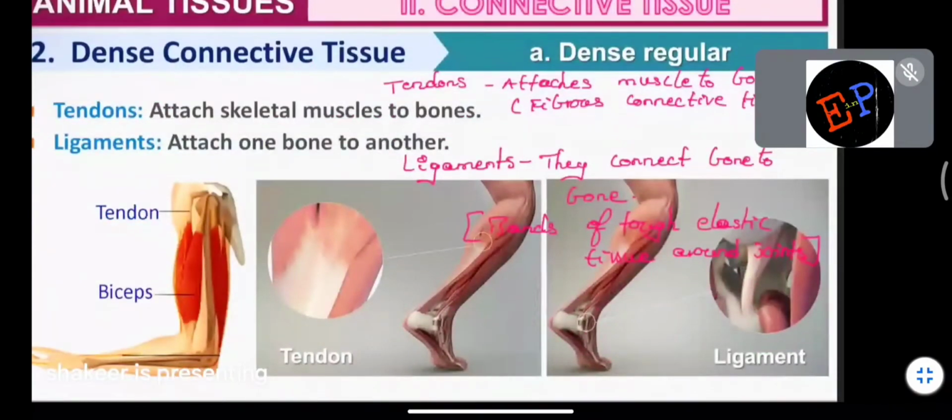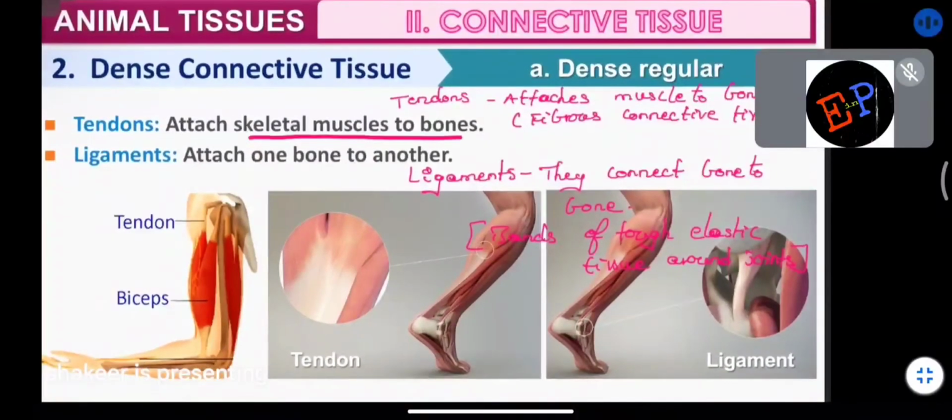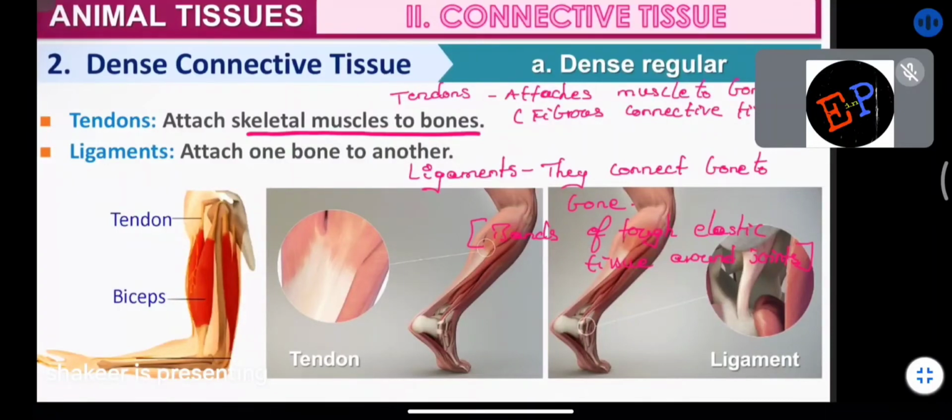What is meant by tendons and ligaments? It is given here. Tendons attach the skeletal muscles to bones. Muscles must be attached to the bones, no? This attachment is provided by the tendons. And what do ligaments do? Ligaments join two bones. For example, our knee is a combination of two bones, the lower bone and the thigh bone. These two bones are joined by fibers called ligaments. That is why they are called connective tissues. Are you able to understand?